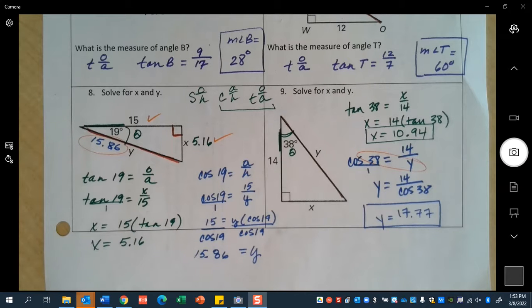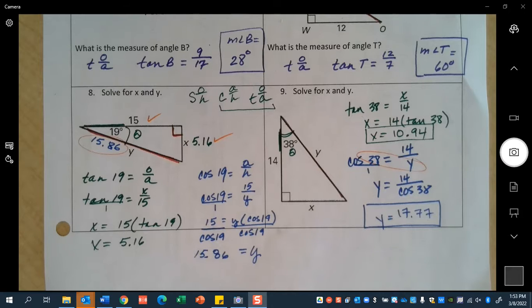When I go to solve for y, my unknown is in the denominator, because the cosine of 38 is going to be my adjacent compared to my hypotenuse. Well, my hypotenuse value is my unknown. My y is in the denominator. Sammy brings up a great shortcut.